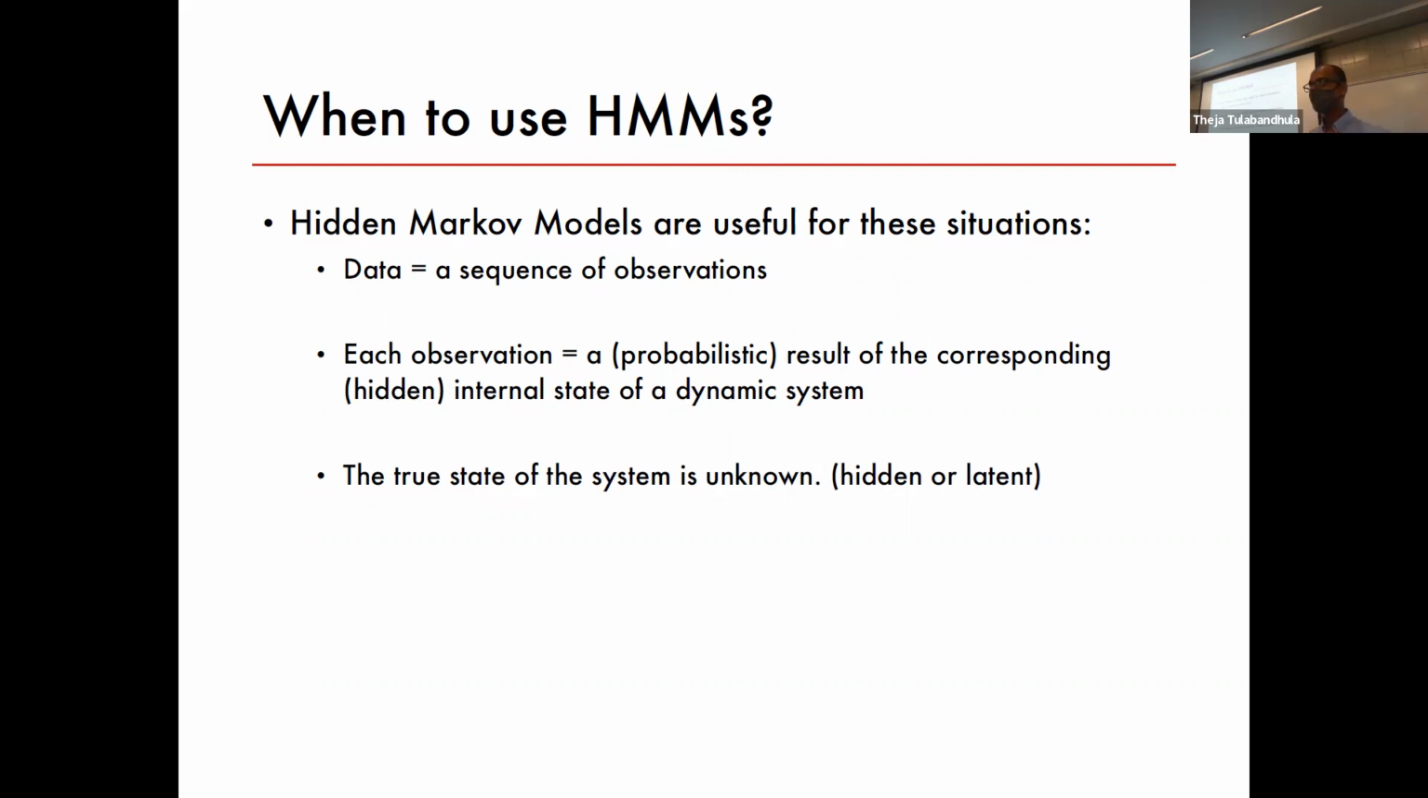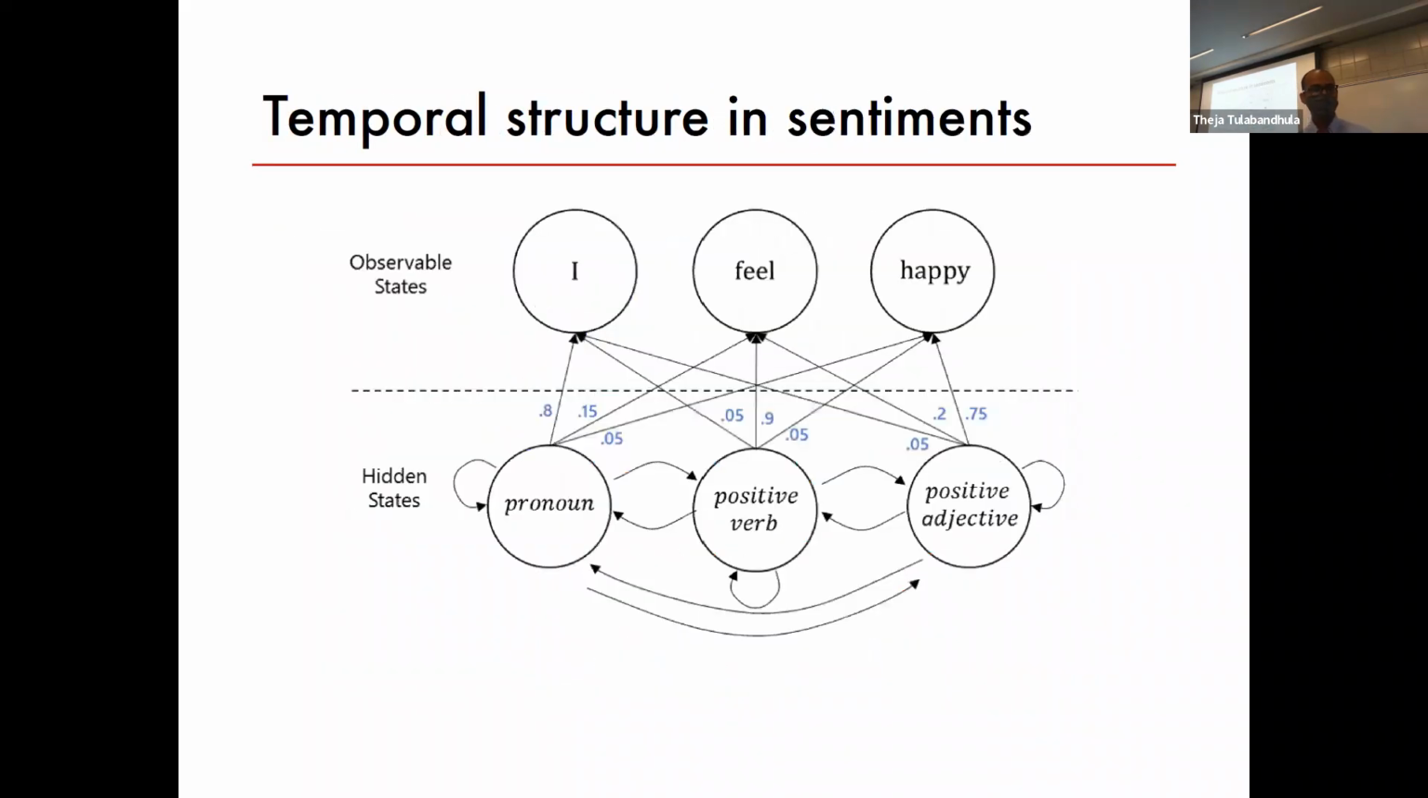So that's where I was showing the text example. There is some hidden state that's realizing, from which you're getting an observation. Now I want a pronoun. Let me sample a pronoun. It just happens to be "I". Let me sample a positive verb, and it happens to be "feel". Let me sample a positive adjective. It happens to be "happy".